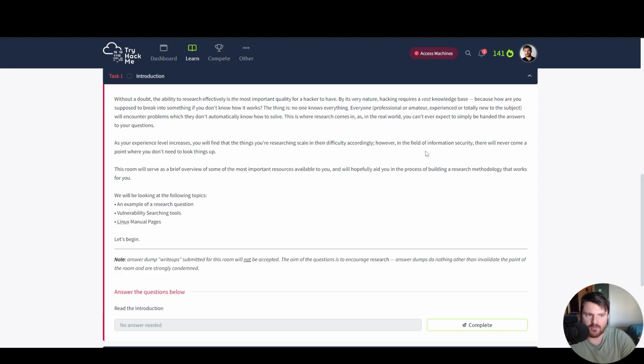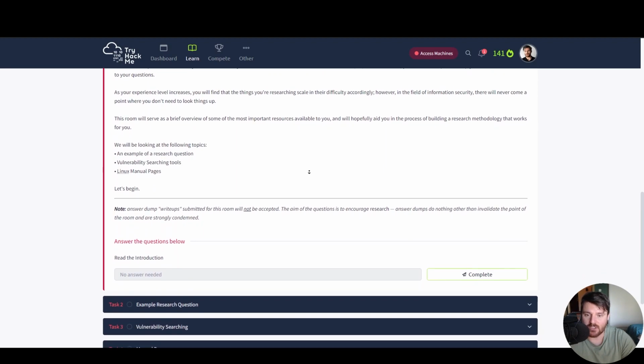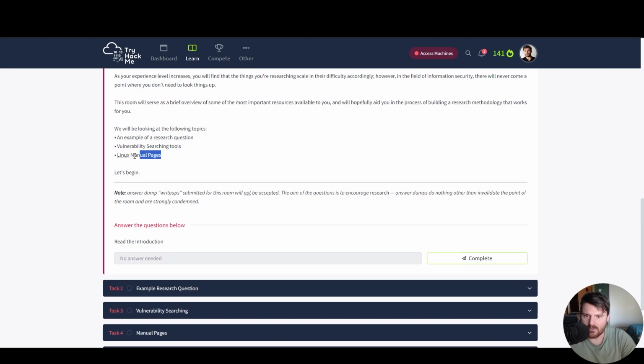However, in the field of information security, there will never come a point where you don't need to look things up. This room will serve as a brief overview of some of the most important resources available to you and will hopefully aid you in the process of building a research methodology that works for you. We will be looking at the following topics: an example research question, vulnerability searching tools, and Linux manual pages.